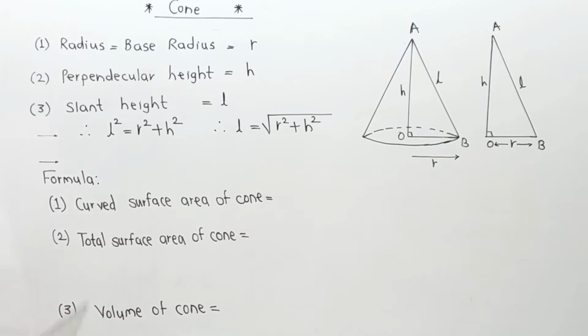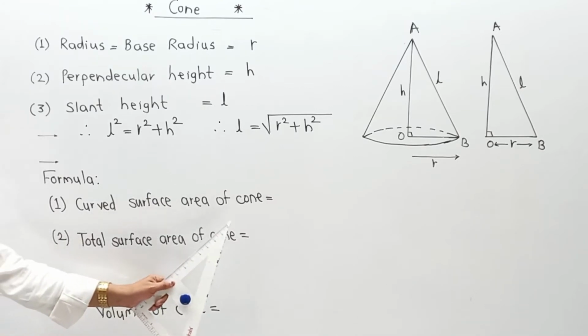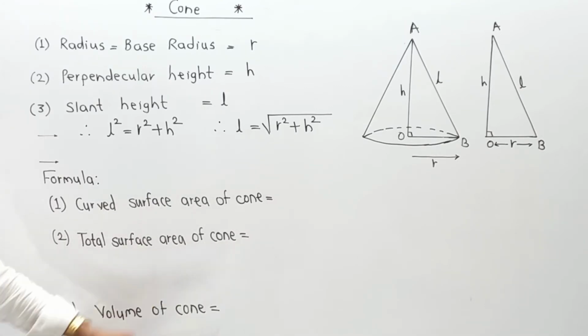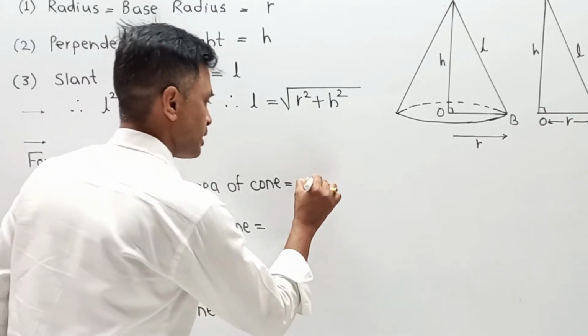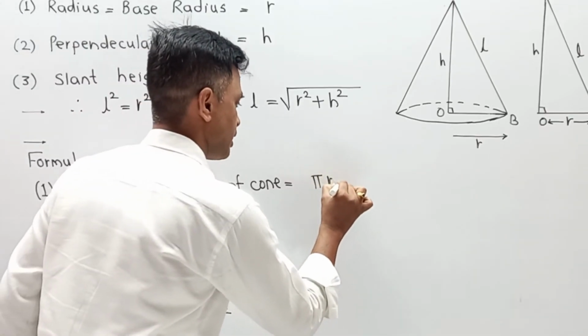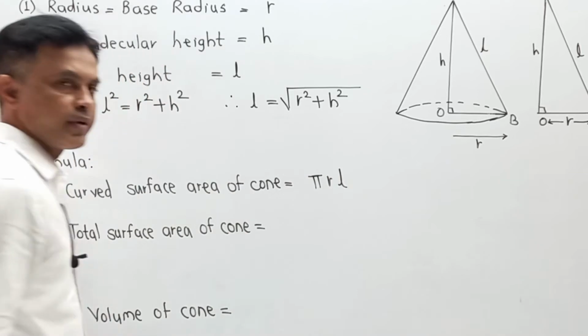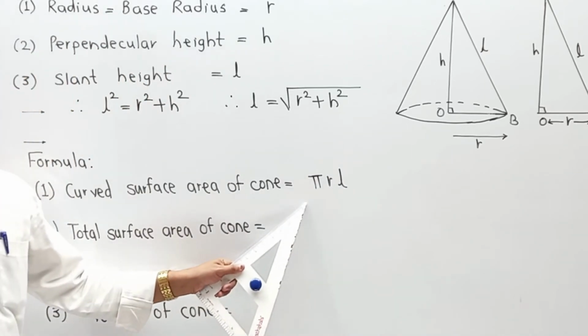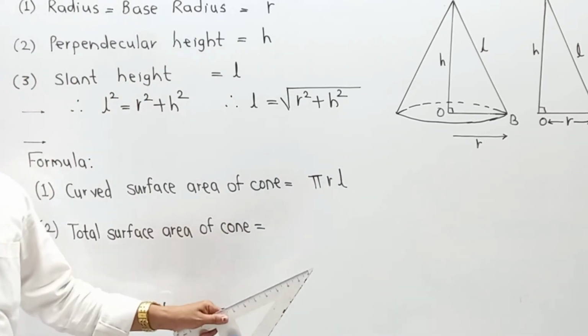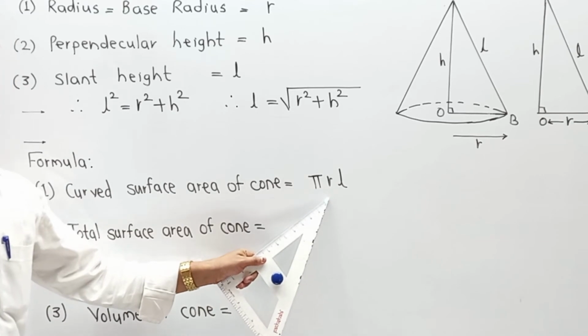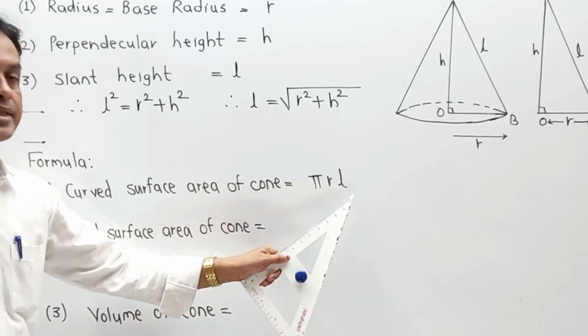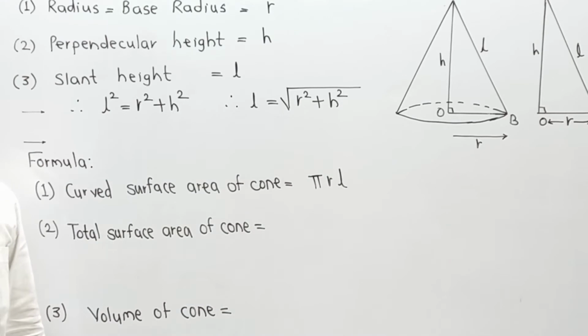So our first part is curved surface area of cone. Curved surface area of a cone is indicated by pi RL, where pi is nothing but 3.14 or 22/7 as per the numerical, r is nothing but base radius of a cone, and L is nothing but slant height.